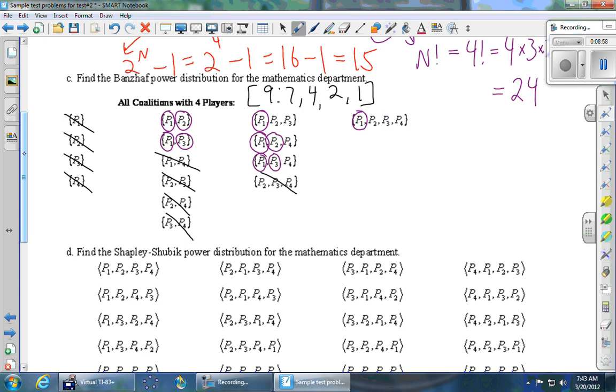Okay, so we've circled our critical players. Now it's up to us to try to figure out what the power distribution is. So we're looking for fractions here.